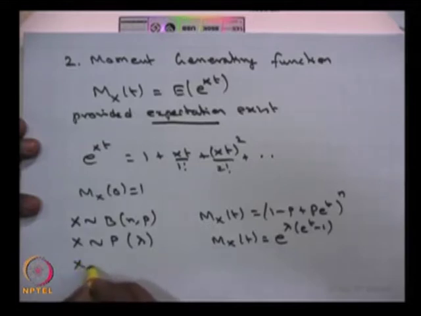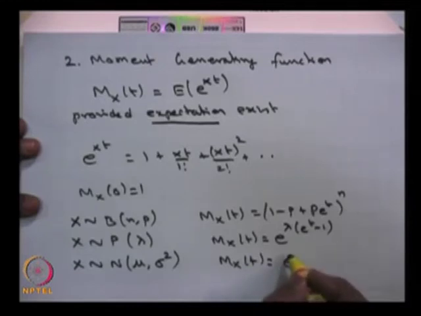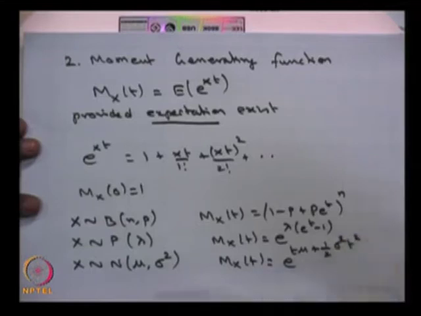And you can go for a continuous random variable also. If X is a normal distribution with parameters mu and sigma square, then the moment generating function is e power (t times mu plus sigma square t square by 2). This is a very important moment generating function, because we are going to use the moment generating function of the normal distribution in the stochastic process part also.